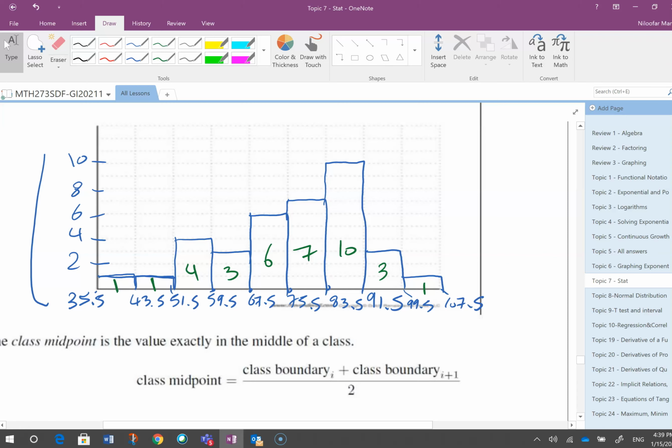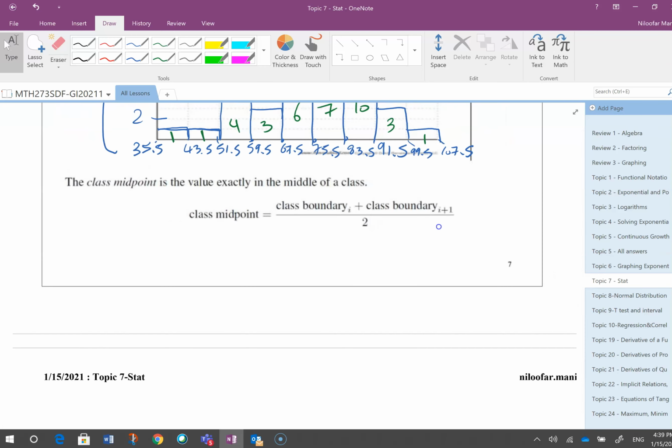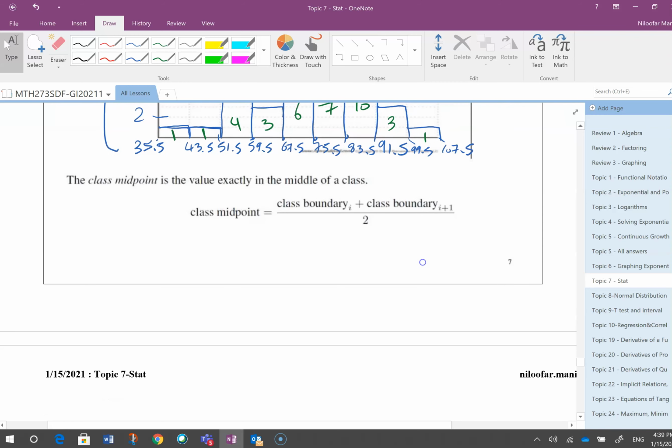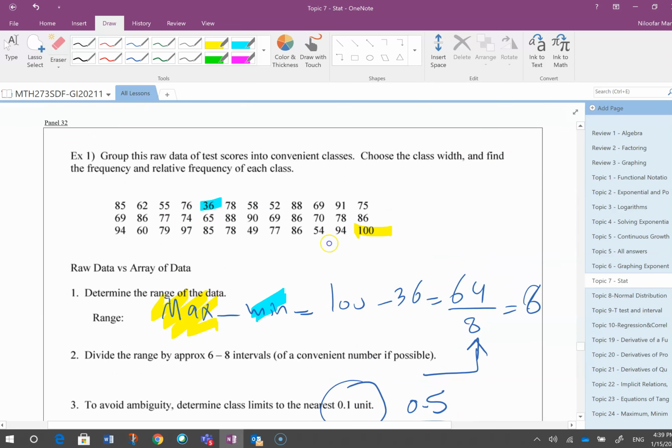If I ask you what is class midpoint, it means you take the boundary plus the next boundary divided by 2. So it is just in the middle. Class midpoint is just in the middle of each interval. And if you see, all the intervals are the same.